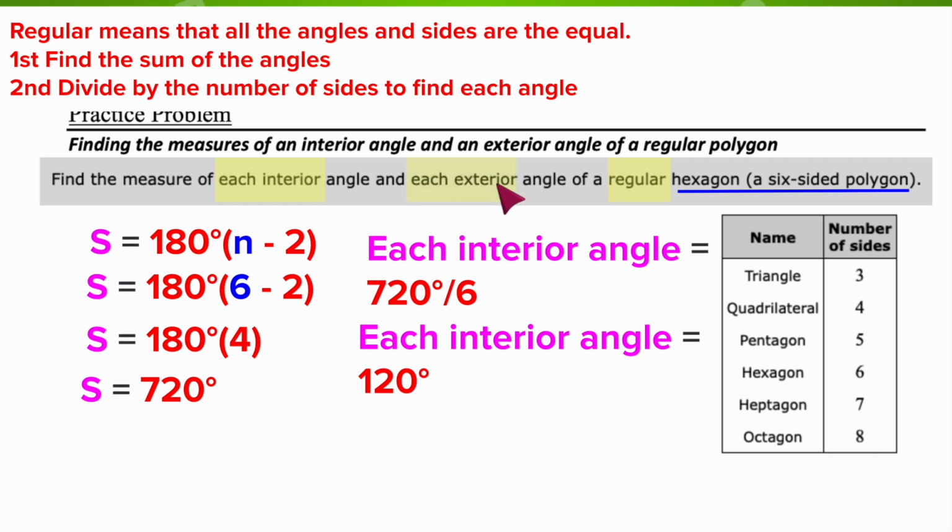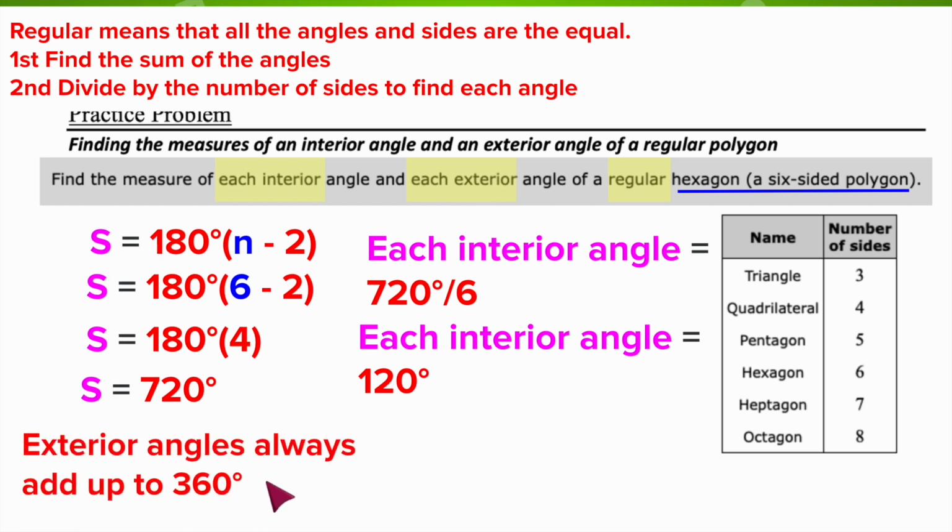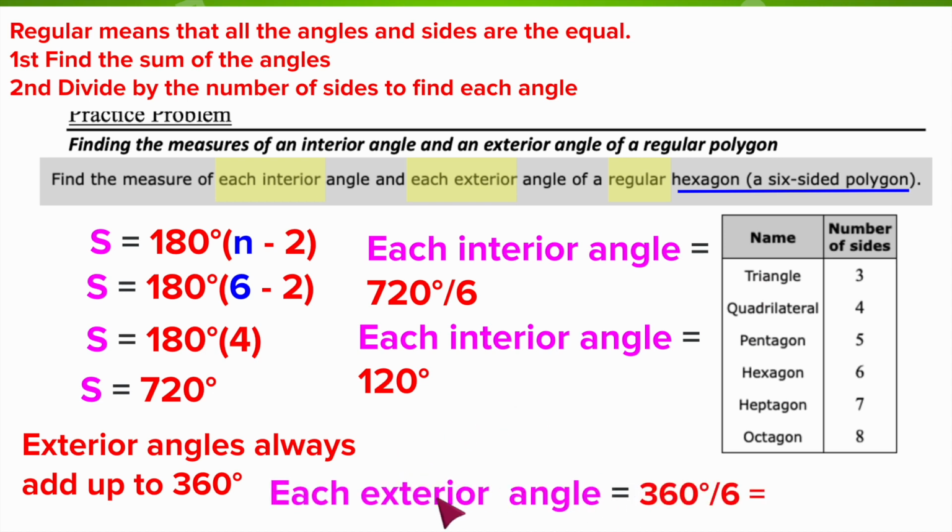They also asked me to find each exterior angle. One thing to remember makes this really easy: no matter how many sides we're talking about, it doesn't matter what shape, the exterior angles always add up to 360. You can kind of think of a circle because it's 360 degrees all the way around. So it doesn't matter how many sides it has. You're just going to take that 360 for each exterior angle and divide by 6. So 360 divided by 6 equals 60 degrees.